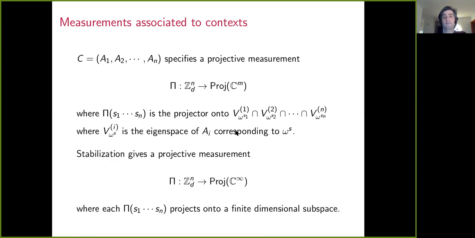So the stabilization procedure essentially takes these projectors here for a fixed dimension Cm, and then considers all finite dimensional projectors on C infinity. So you're essentially looking at finite dimensional subspaces here of C infinity, or the projectors associated to that. So that's what this object means. And that is essentially the stabilization process in the projector picture.